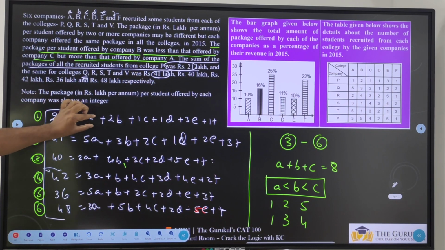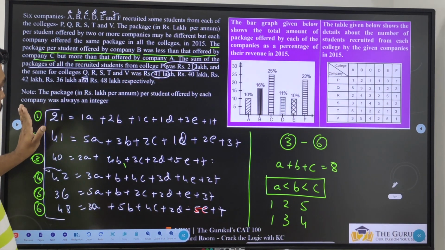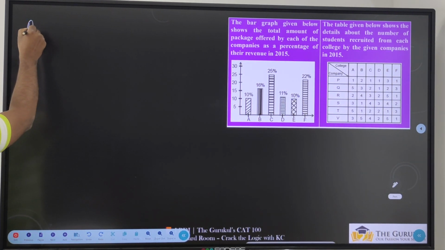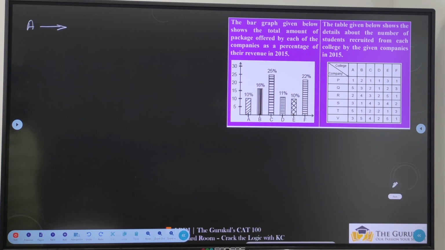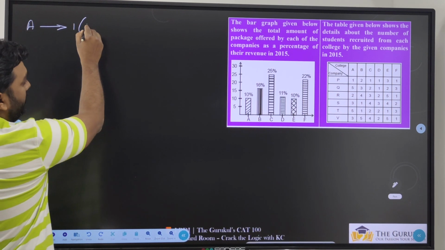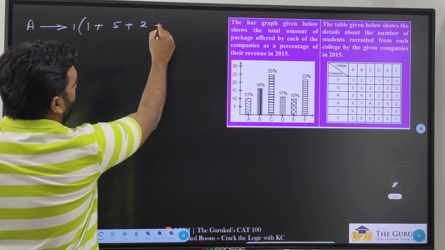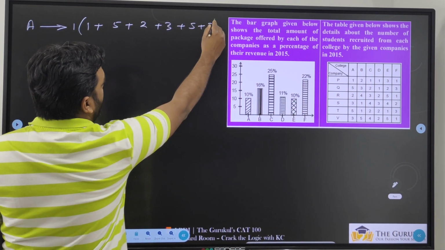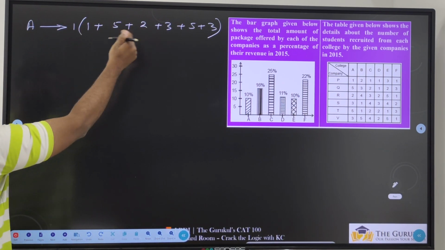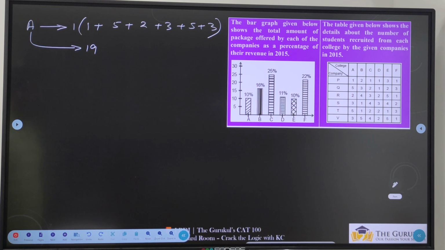Now, we solved all these equations because the sum of the packages of all the students recruited from college P. So this is with respect to colleges. Now let us go back and see how much amount A spent in recruiting. Okay, I know A value is 1. So 1 into, it gave 1 lakh for one employee in P college, 5 employees in Q college, 2 employees, 3 employees, 5 employees and 3 employees. So 6, 7, 8, 9, 10, 11, 12, 13, 14, 15, 19. So A spent a total of 19 lakhs in this recruiting process.